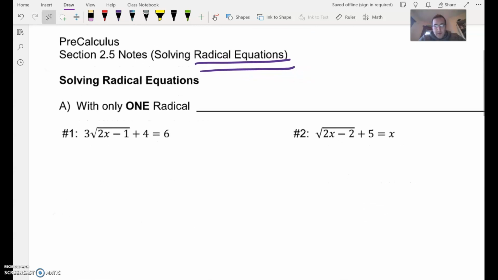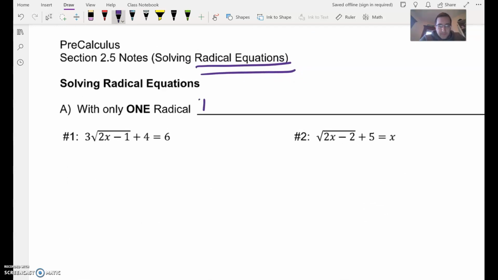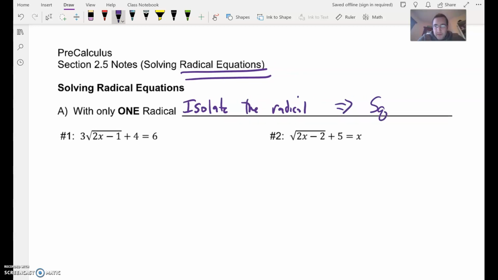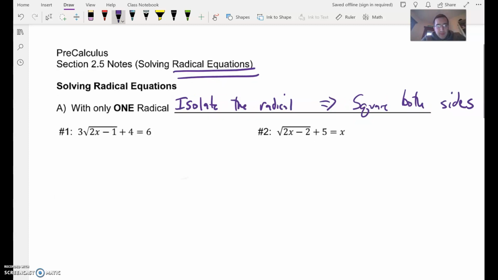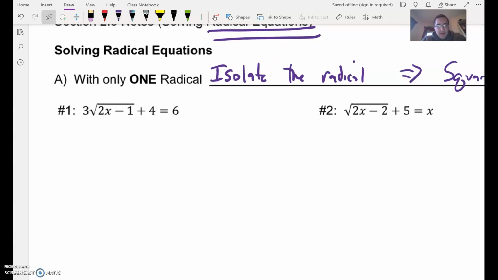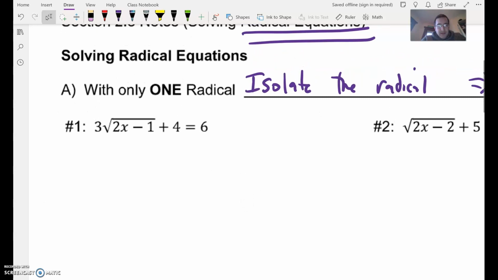If there's only one radical, your goal is to isolate the radical so that you can then square both sides. From there, it's all algebra, and it's just a matter of you being careful and understanding all your different algebra rules. So let's do a couple of these. The first one's a little easier than the second one. I'm trying to solve for x.